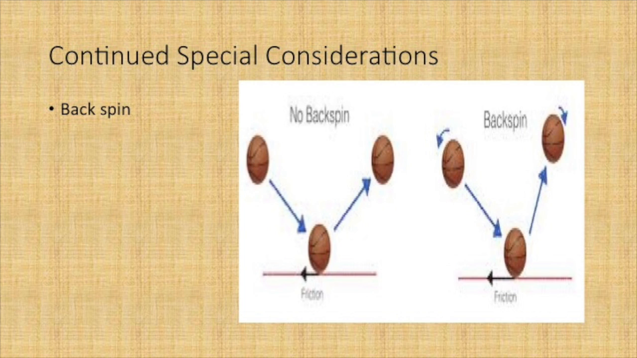Another special consideration is backspin. Backspin deadens the ball when it bounces off the rim or the backboard, therefore stopping it from bouncing away, giving you an increased chance of the ball bouncing back into the hoop.